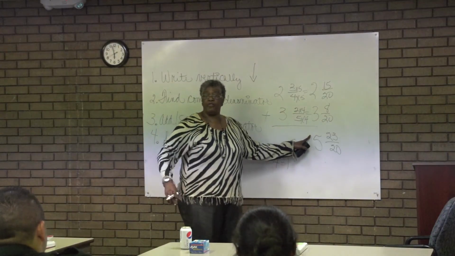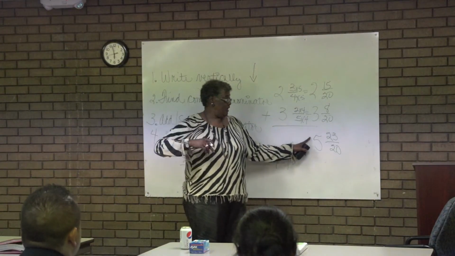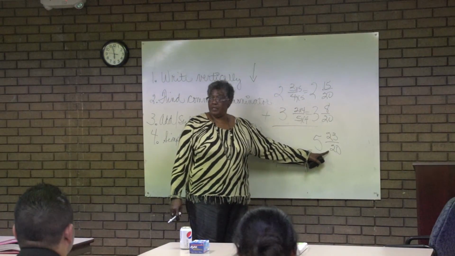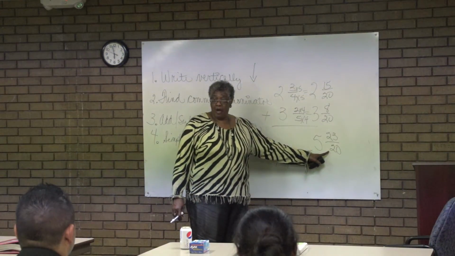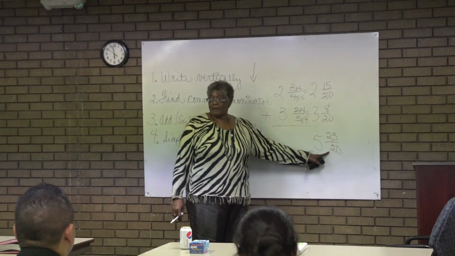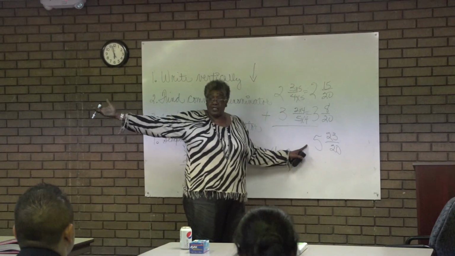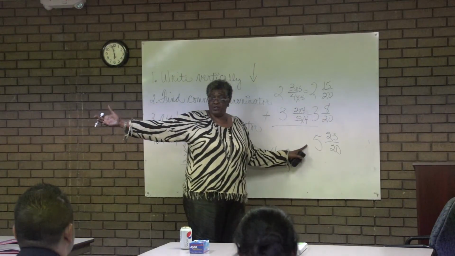You have 5 whole things uncut. And then you have 23 pieces out of something that it only takes 20 pieces to make a whole. So I can make another whole right here, right? So that's like having $5 and enough change to have $1 and some change. See what I mean? So it should make sense.